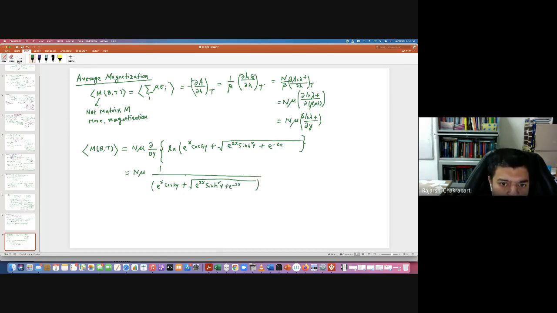In the numerator, what I'm going to get, I'm going to differentiate this with respect to what? With respect to y. And this is going to be exponential of x. If I differentiate cos hyperbolic y, I get sine hyperbolic y, okay?